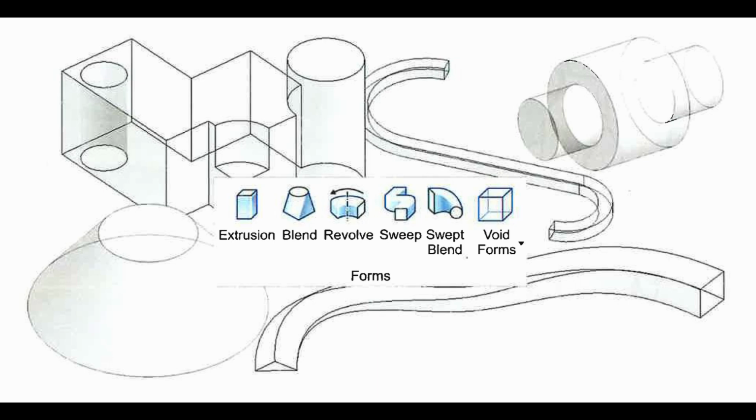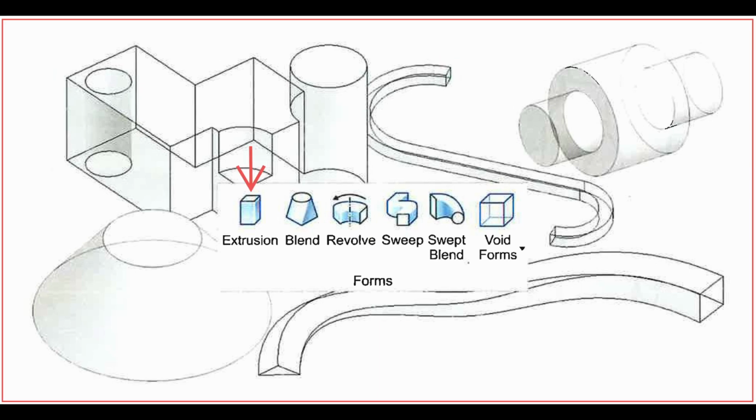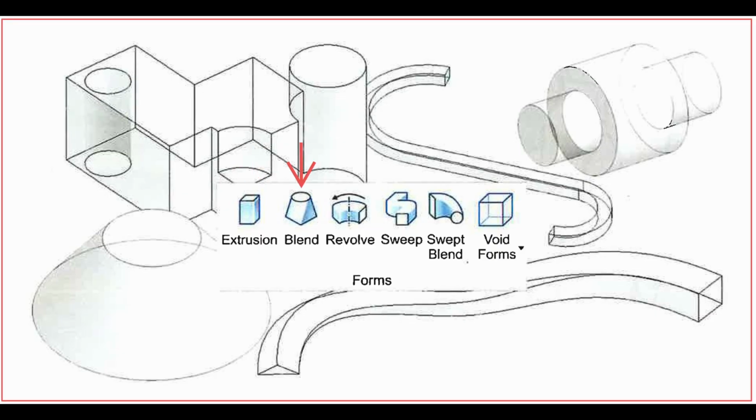1. Extrusion. Extrusions are the simplest form, a 2D shape pulled up to create height. Think of items like shafts, beams, blocks, or slabs. 2. Blend. A blend transitions from one closed shape to another. This is ideal for tapered transitions or components where the profile changes along the height.